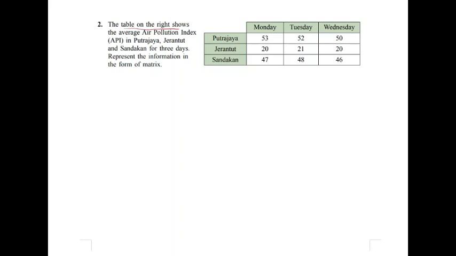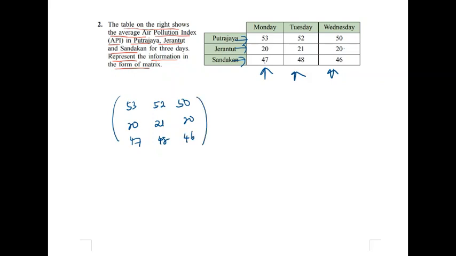Okay. Question number 2. The table on the right shows the average air pollution index, API, in Putrajaya, Jaranto, and Sandakan for 3 days. Represent the information in the form of matrix. Okay, this is given table. Now we want to write in matrix form. So we can write 53, row 1, row 2, row 3, column 1, column 2, column 3. 53, 52, 50, 20, 21, 20, 47, 48, and the last one is 46.